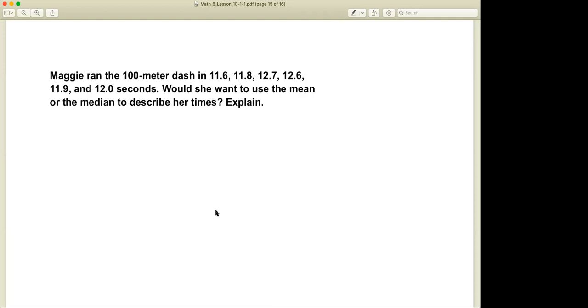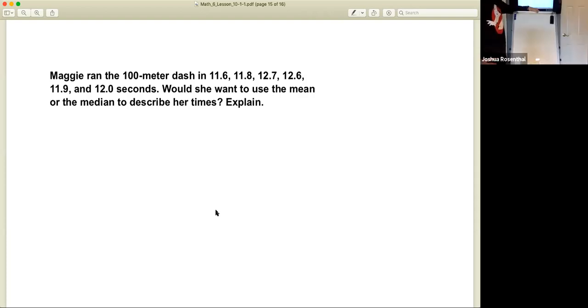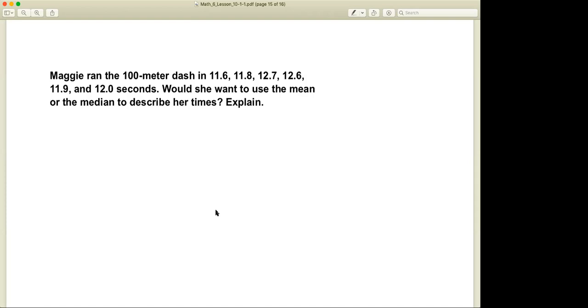Maybe she's joining a track and field team. And what's better, the lower time or the higher? Lower time. The lower time is better. Yeah, of course. It's not like, oh yeah, I'm going to prove to everyone that I got the highest time. No, you want the lowest time.